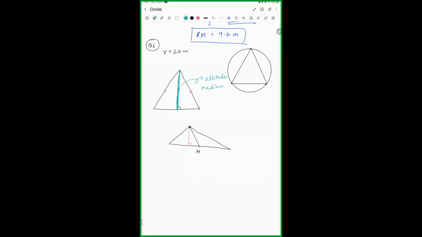Now one more thing, for equilateral triangles, the point of intersection of all the three medians. Let's say this is the midpoint of this side, this is the midpoint of this side, and this is the midpoint of this side. The point of intersection of all the three medians happens to be the center of this circle. This is one thing that you will need to remember for this question, in case it comes in your exam.